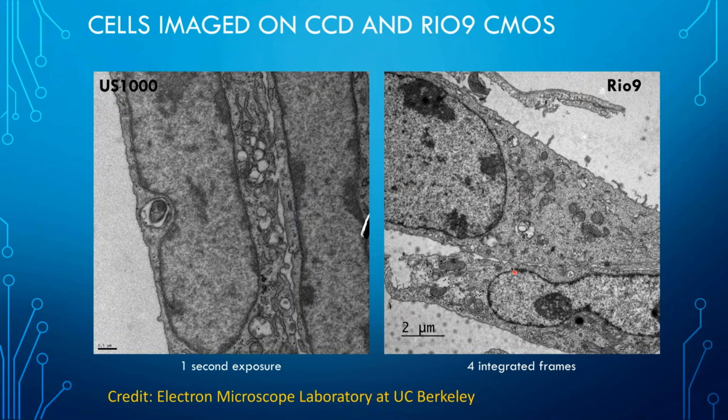And so the other thing here is that this takes much fewer frames to create. With the Rio, because you can integrate frames, and Anna can correct me, but I think it was 16 frames per second or something on this CMOS here, it took about 4 integrated frames to collect this data on the right, versus a 1-second exposure of the Ultrascan 1000 CCD on the left. And I was really impressed with just how quick the imaging was to do with the Rio.